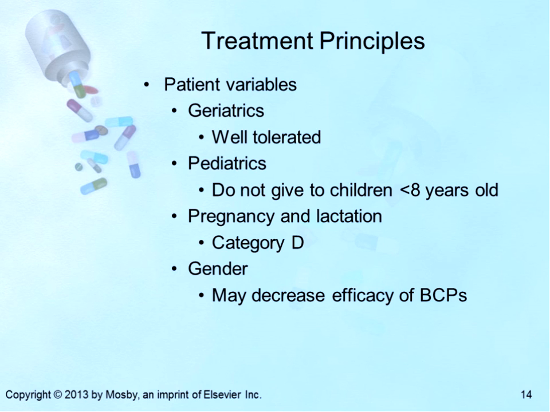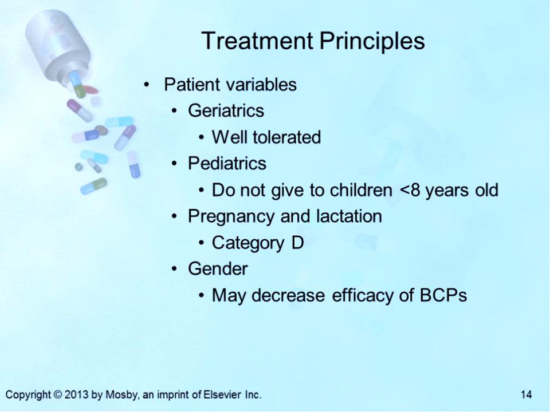So again, we need to look at patient variables. In the geriatric patient, tetracyclines are well absorbed, even in patients with low gastric pH. With the exception of doxy and minocycline, serum levels of tetracycline are increased by impaired renal function, and dosages do need to be reduced in the elderly.